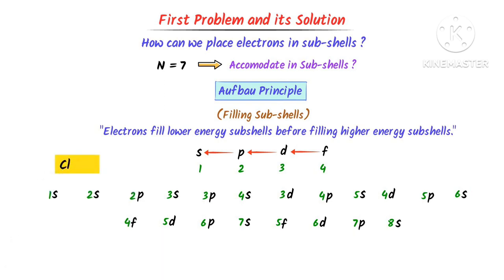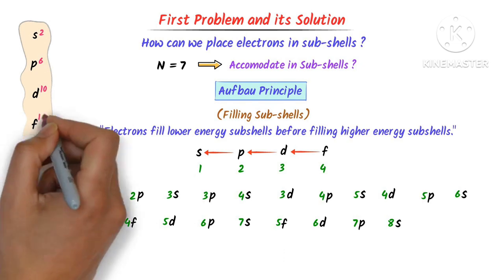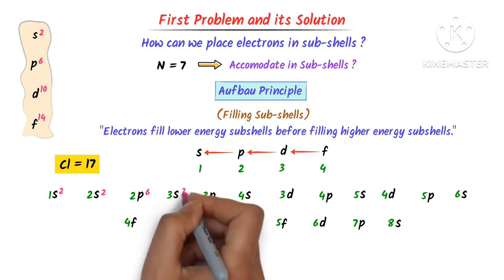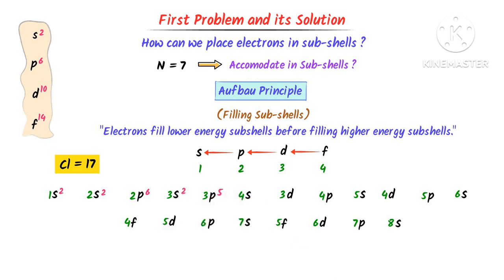Now consider the chlorine atom, whose atomic number is 17. We already learned that S can accommodate 2 electrons, P can accommodate 6 electrons, D can accommodate 10 electrons, F can accommodate 14 electrons. In case of chlorine, 2 electrons are placed in 1s, 2 electrons in 2s, 6 electrons in 2p, 2 electrons in 3s, and 5 electrons in 3p. This is the complete electronic configuration of chlorine in subshells. Thus we learn that the Aufbau principle teaches us about filling subshells with electrons, and we use this easy trick.